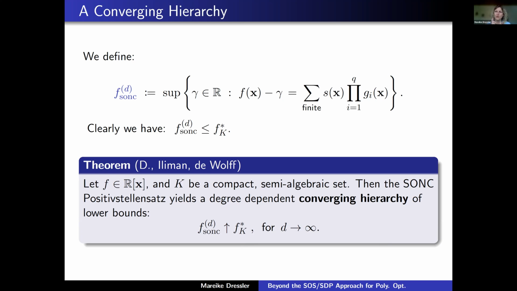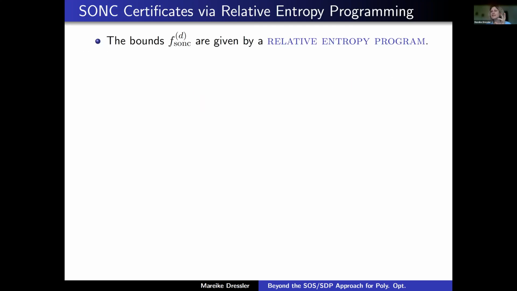All right, so now we have what the key feature was with the SOS SDP approach. How about the computation? So how do we compute these parameters f SONC d? Can we do so with geometric programming? And the answer is yes and no. So in special cases, we can use geometric programs here, but in general, we have to be a little bit more general than geometric programs, namely, we have to use relative entropy programming.